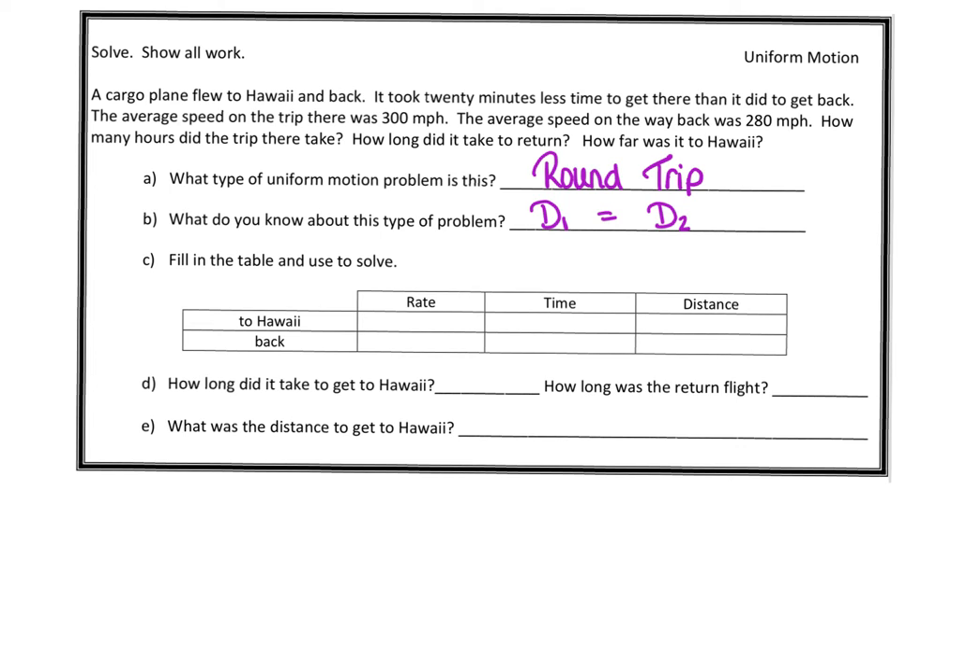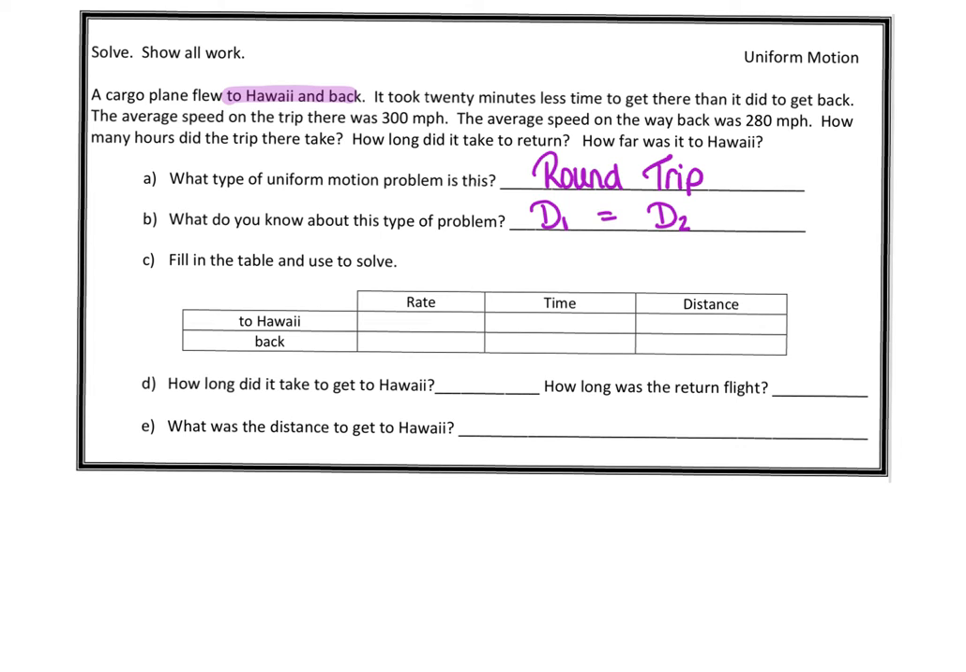This says a cargo plane flew to Hawaii and back. Flew to Hawaii and back. That is a round trip, there and back. It took 20 minutes less time to get there than it did to get back. The average speed of the trip there was 300 miles an hour. The average speed on the way back was 280 miles per hour. How many hours did the trip there take? How long did it take to return? How far was it to Hawaii? So they've asked several questions here.